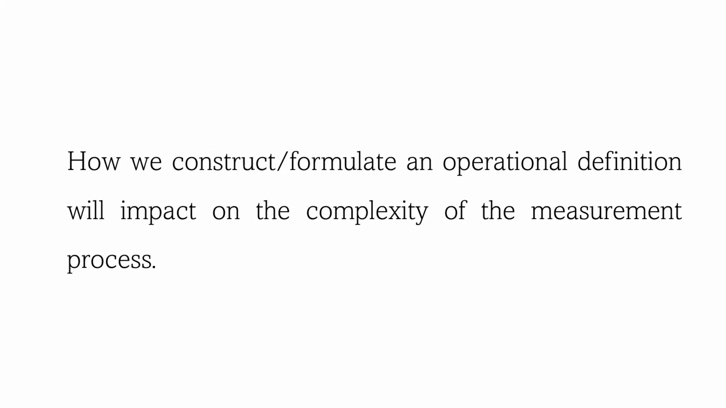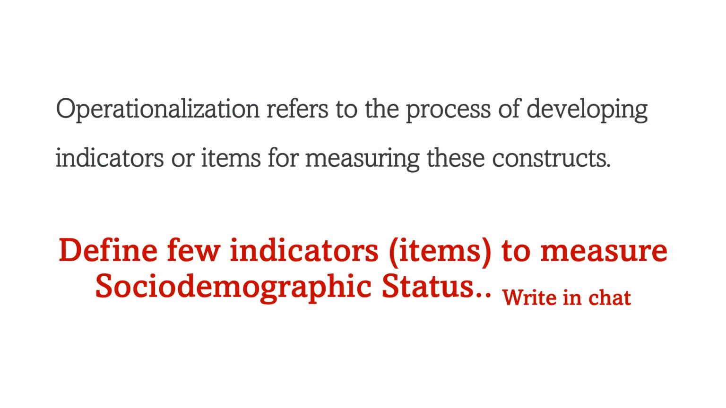There is a way in which we construct or formulate an operational definition that impacts the complexity of the measurement process. So, define some socio-demographic items which we can measure. Few of you have written education, occupation, income. If you measure those items, definitely you can treat it as socio-economic, maybe not socio-demographic. Or even if you want to write socio-demographic, then what are the items which you should be writing? You have already given the feedback on this socio-demographic, so I'm skipping this response from you people.